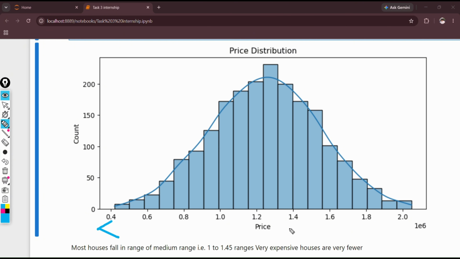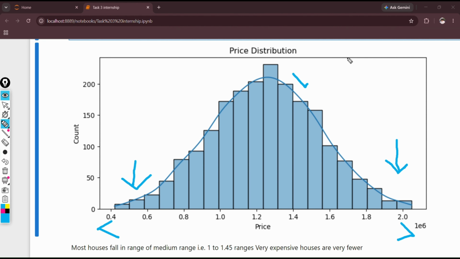As we move towards the left and the right ends of the graph, the number of houses decreases. This tells us that very low priced and very expensive houses are comparatively fewer. The histogram forms a shape that is close to a bell curve, indicating that the prices are fairly balanced around the average rather than being heavily skewed towards one side.